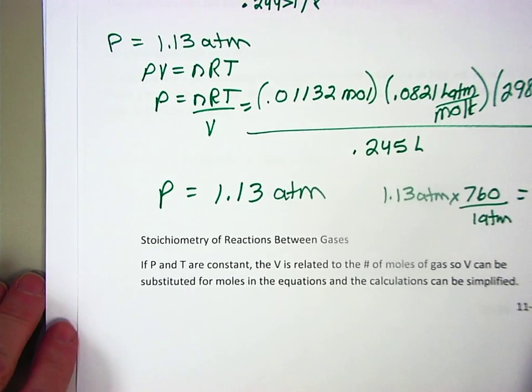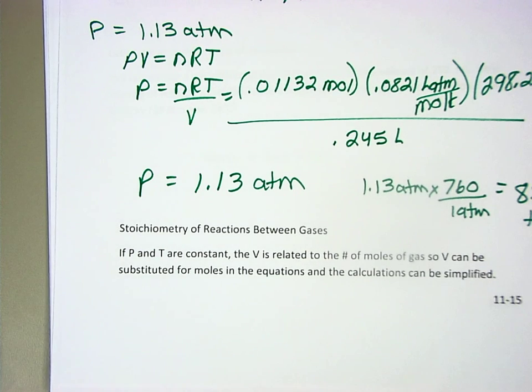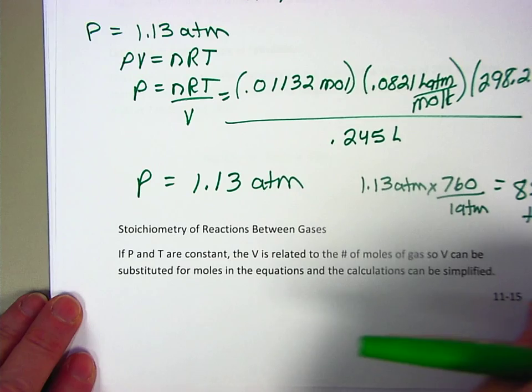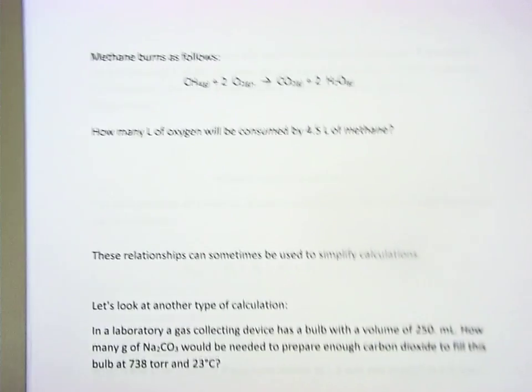This video addresses the stoichiometry of reactions between gases, as well as doing some additional problems with the gas laws. When we have equations that have all gases, the stoichiometry becomes simplified. If the pressure and temperature are constant, the volume is directly related to the number of moles of gas. So we can substitute volume in for moles of gas in the equations, and the calculations can be a little bit simplified. So let's look at an example.